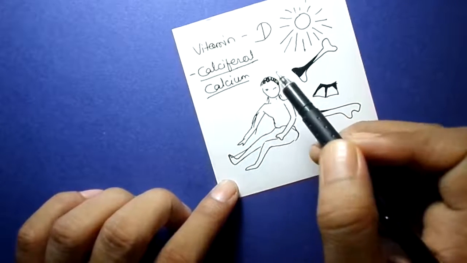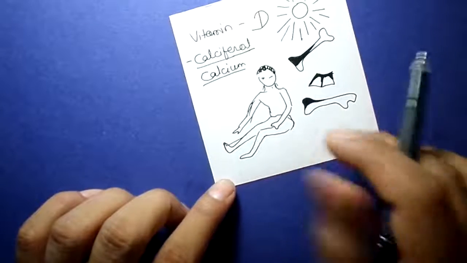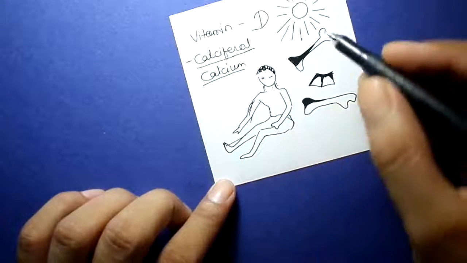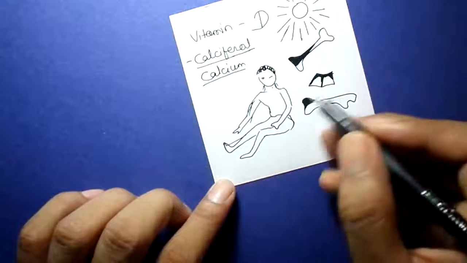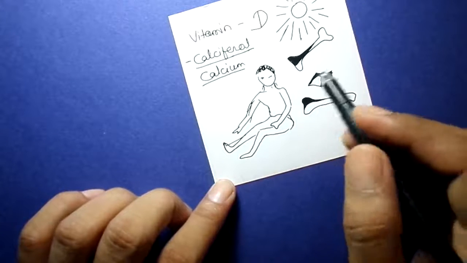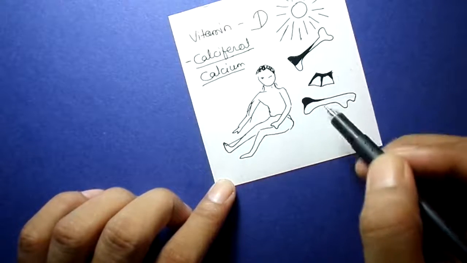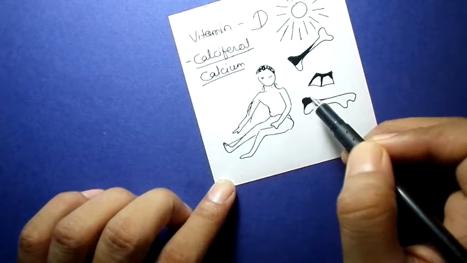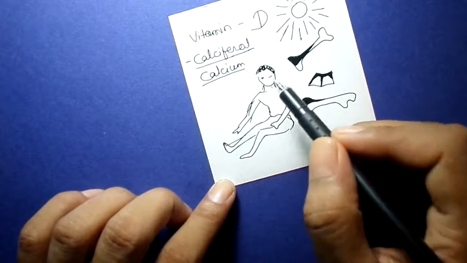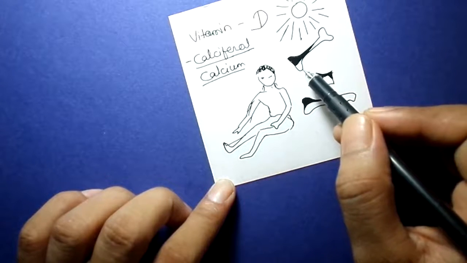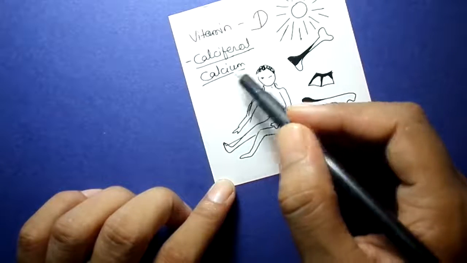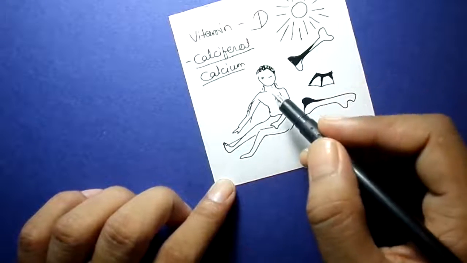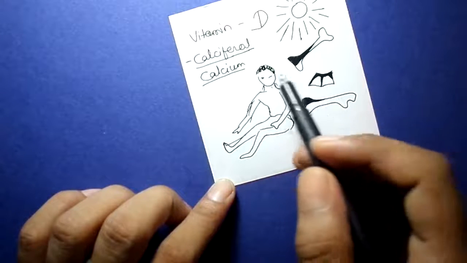So how will I memorize? Here is a boy suffering from the deficiency of vitamin D, and for that he is taking sunlight. At the same time, we are providing him with some calcium. Actually, he will not get any vitamin D from the calcium, but we think that we are giving him calcium so he will get vitamin D. It's a wrong thing, but we are doing it only for memorizing this.